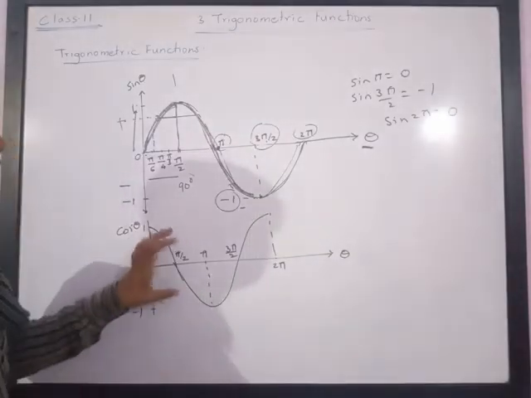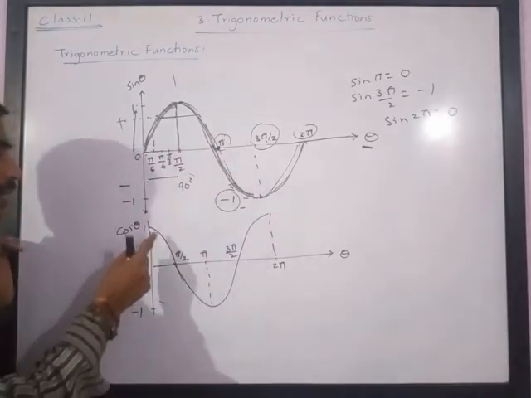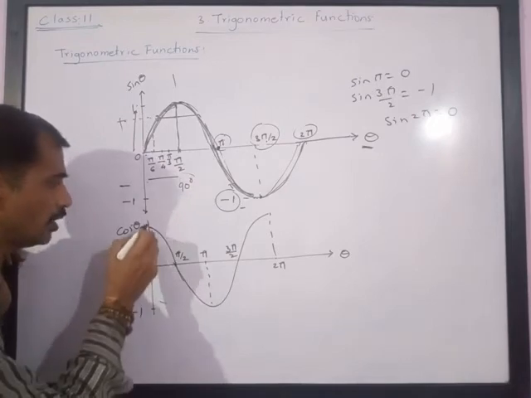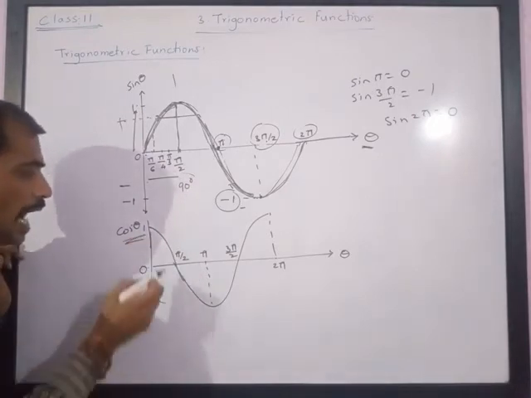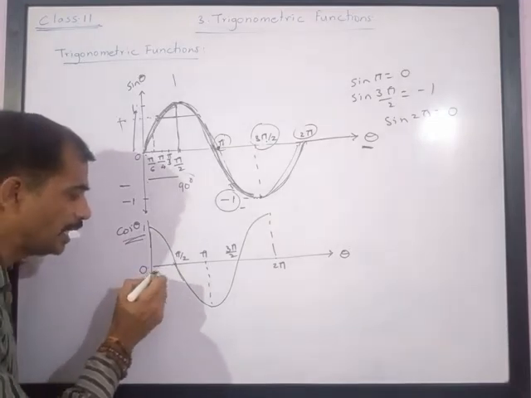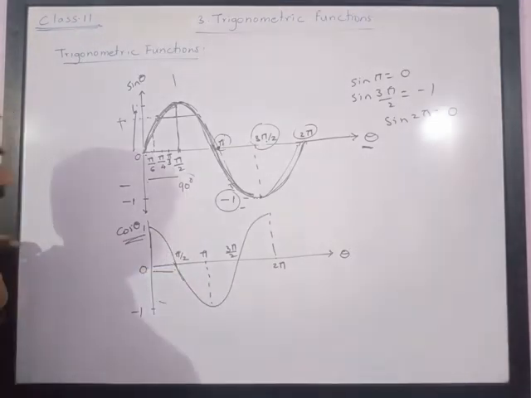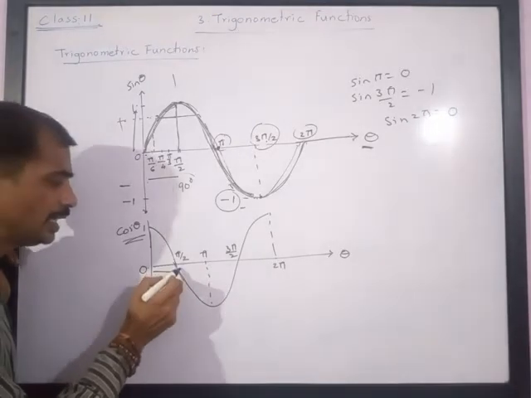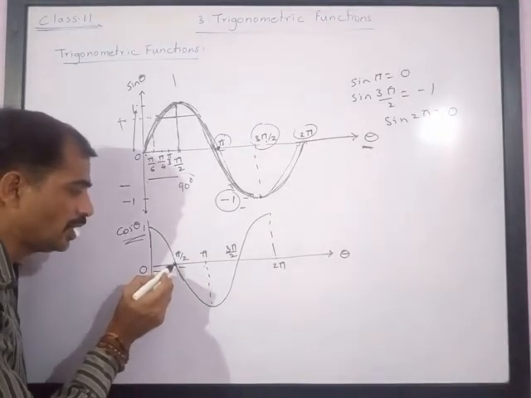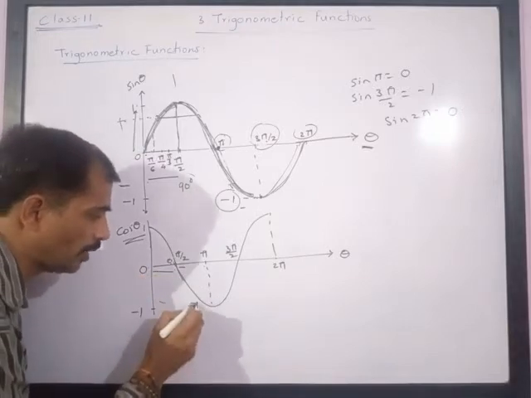Now see, the second curve is the cos curve. Please note, when the theta value is 0, the cos value is 1, and it decreases from 1 to 0 when the angle increases from 0 to pi by 2. Now, if the angle increases from pi by 2 to pi, we will notice that the value decreases from 0 to negative 1.